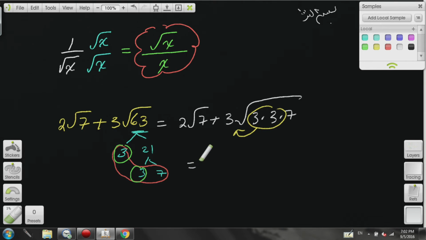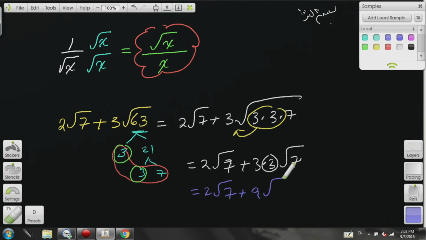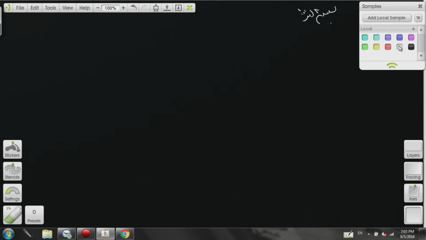So then you have 2 square root of 7 plus 3 times square root of 7. These come out as one of these. That's that right there. So then that's 2 square root of 7 plus 3 times 3, which is 9 square root of 7. Well, 2 square root of 7 plus 9 square root of 7 is 11 square root of 7, last time I checked. Okay, that's how you simplify radicals. Okay, one more example. That's it for this section.